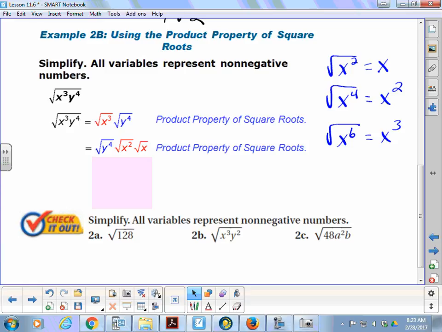Now we rewrote it so that we would have the part that's still under the radical left on the end. Now, the square root of y to the 4th is y squared. The square root of x squared is x. So the final answer here would be x, y squared, and then we have the square root of x left. So we just cut the power in half when we're working with variables.